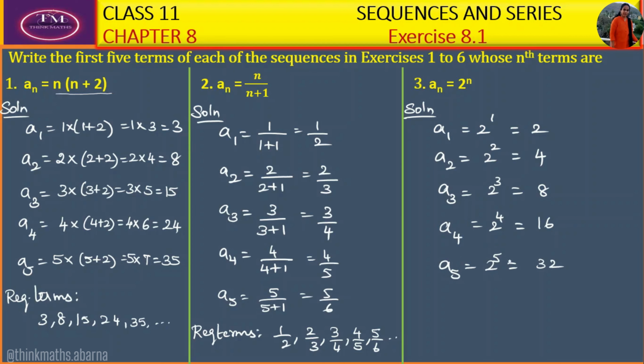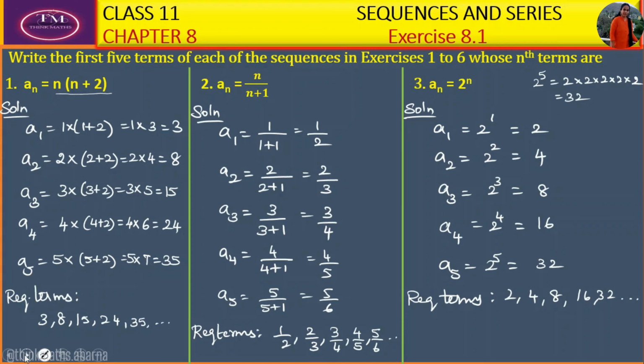So how to do this calculation? 2 power 5 is nothing but we have to multiply 2 five times. That is the calculation. So 2 twos are 4, 4 twos are 8, 8 twos are 16, 16 twos are 32. So 2 power 5 is equal to 32. In this way you have to do all the calculations. So the required terms are 2, 4, 8, 16, 32. Okay, clear?